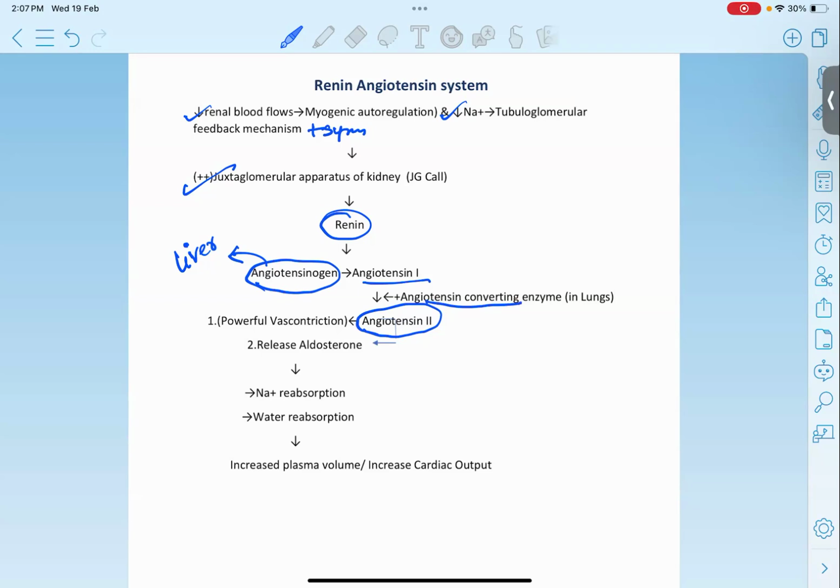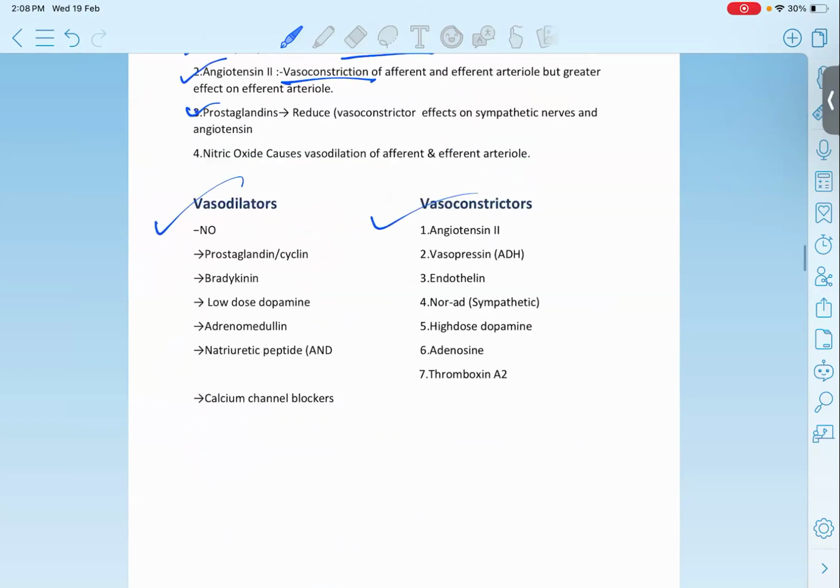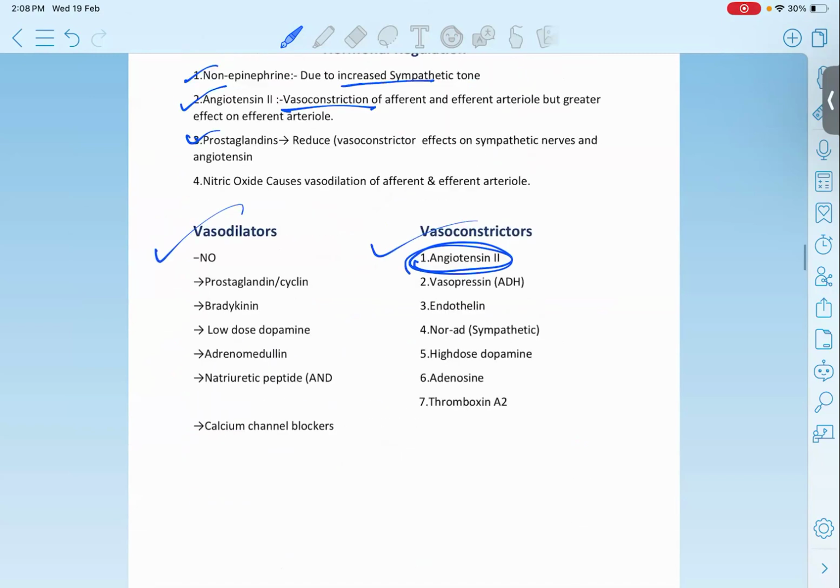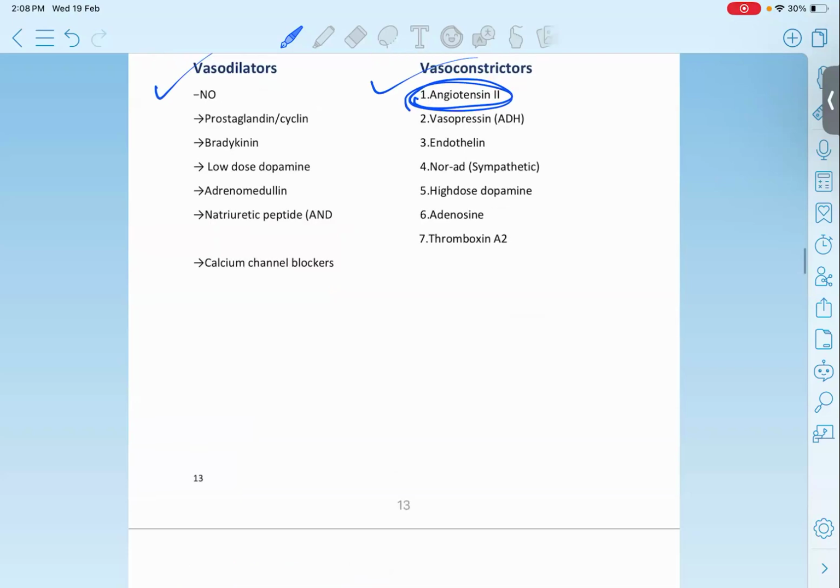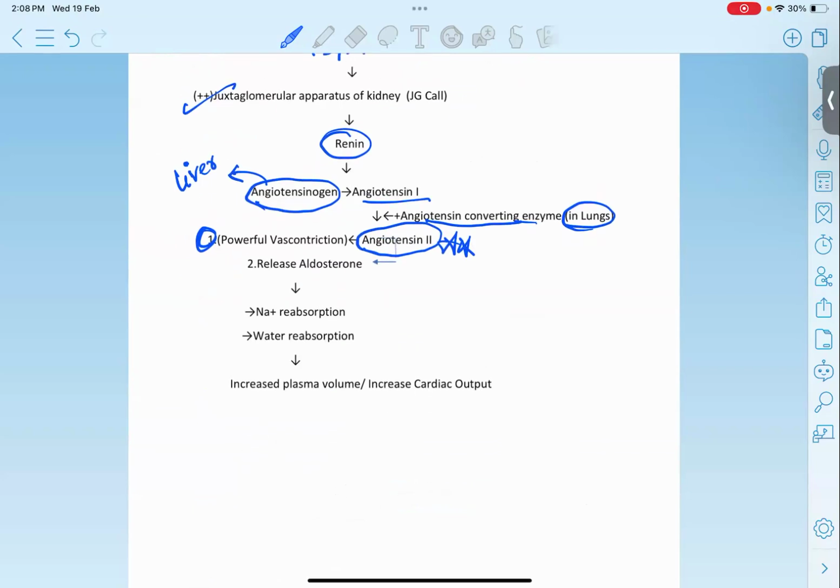This angiotensin converting enzyme can be found in the lungs, and angiotensin 1 will become angiotensin 2. This is the most activated form. As I have already discussed, angiotensin 1 is inactive, and angiotensinogen is also inactive. So angiotensin 2 is the active form and it is a very powerful vasoconstrictor, but it won't stop here.